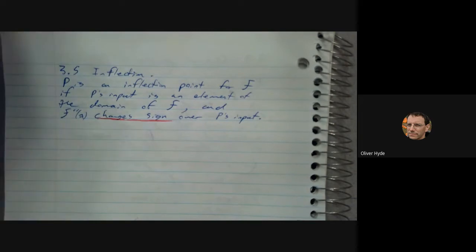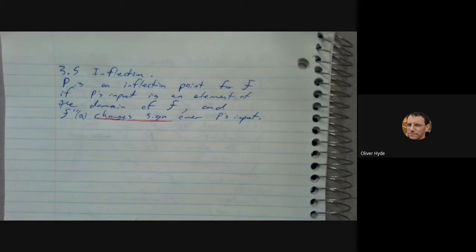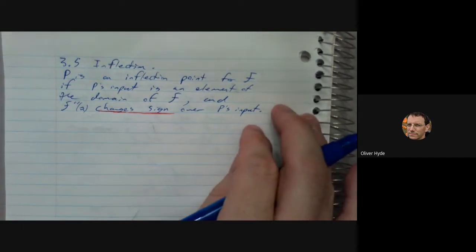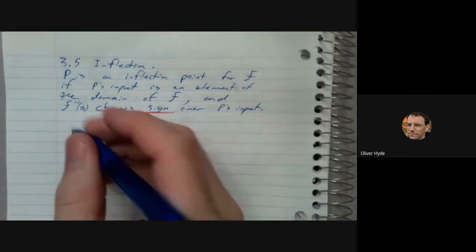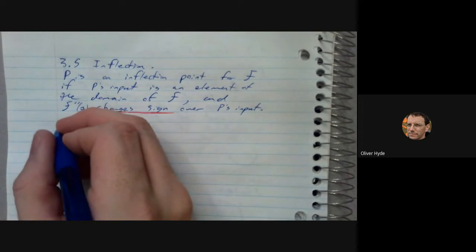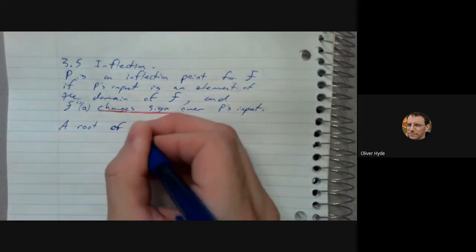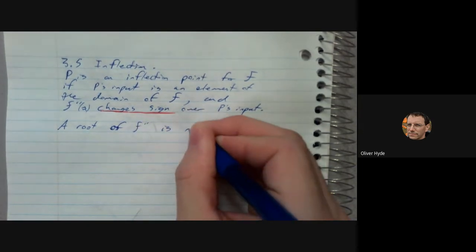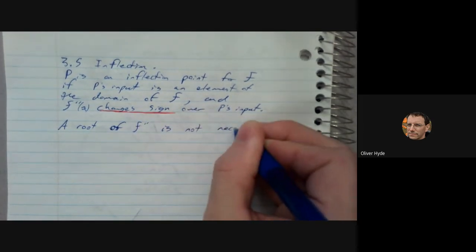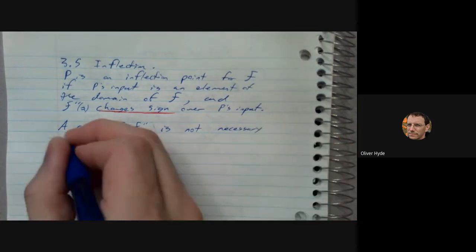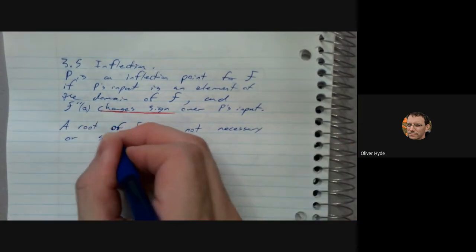This is very important, and it is one of the most common mistakes that I see in this course, even all the way up to the final evaluation: to try to find an inflection point, students set the second derivative equal to 0. The phrasing that I want you to consider, reflect on and internalize is that a root of f double prime is not necessary or sufficient.